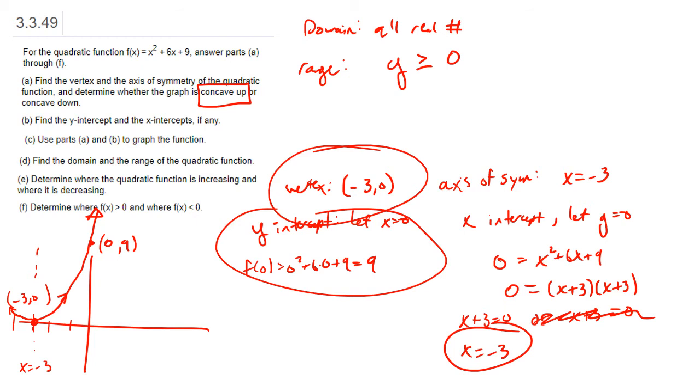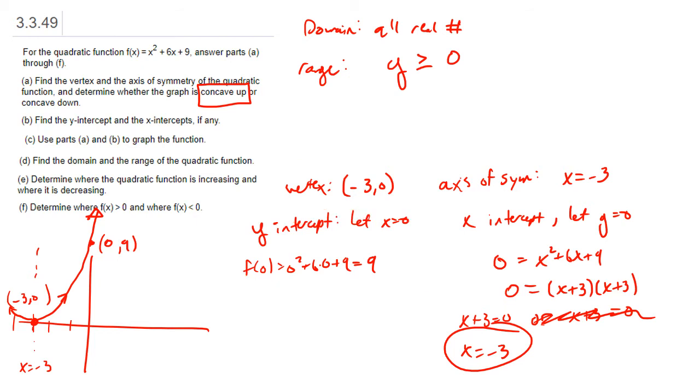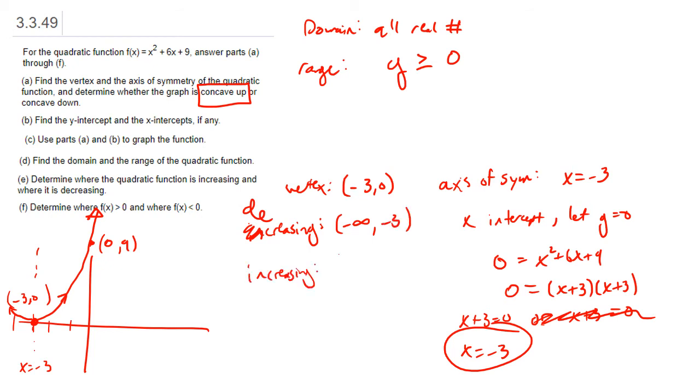Okay, part E. Determine where the function is increasing and where the function is decreasing. So the change between increasing and decreasing always happens at the vertex. An upward opening parabola, as we have here, is decreasing until it gets to its vertex, and then it is increasing. It's the reverse for a downward opening parabola. Here we are decreasing for everything up to the vertex, and then we are increasing for everything after the vertex.